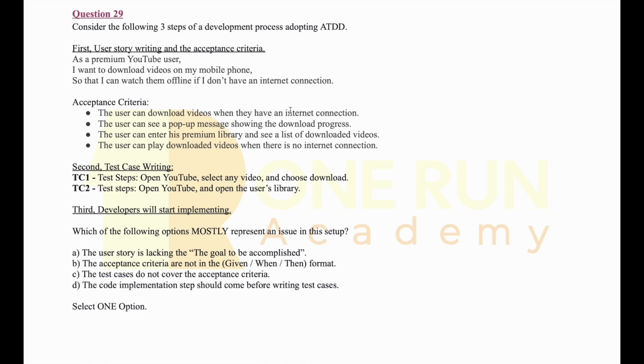So option A is not correct because the goal to be accomplished is already fulfilled. It's over here. I want to download videos on my mobile phone. This is the goal to be accomplished. So option B is also not correct because the acceptance criteria can be written in the format of given when then, this is correct, but also it can be written in the form of bullets, like this one, or even in any other format that is agreed by the team.